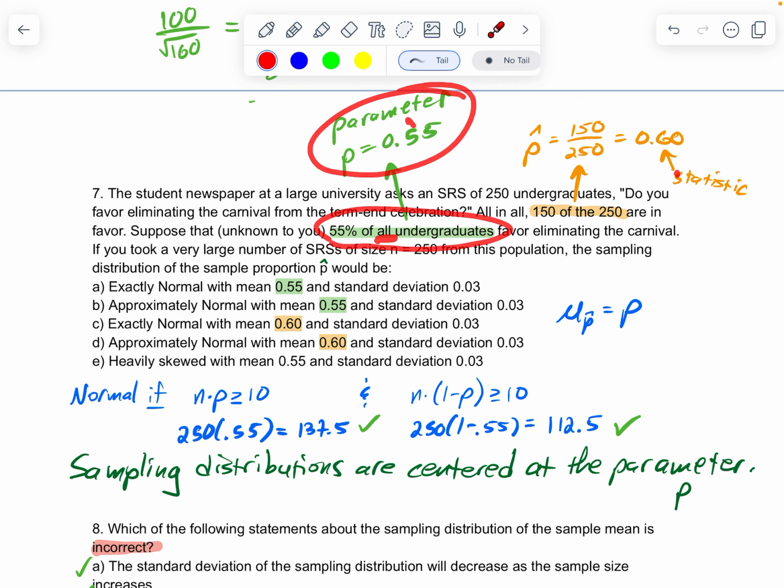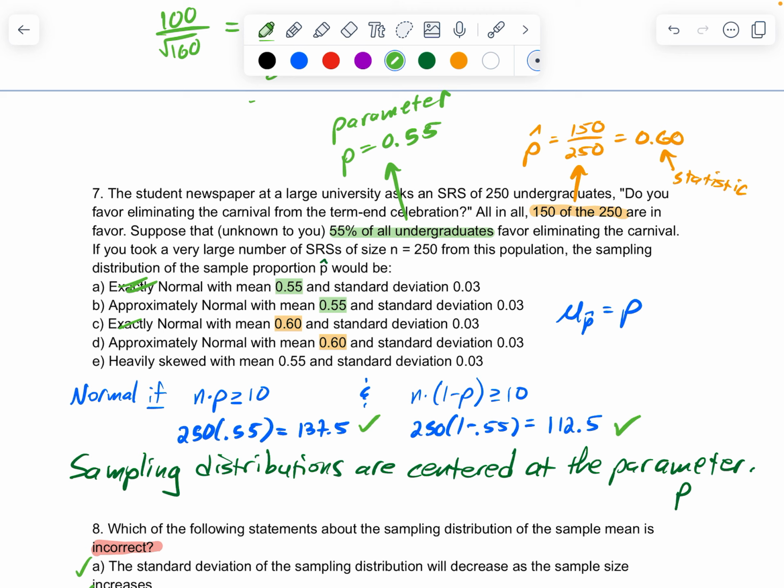So again, keep those straight. Because notice half the answers have the parameter and half the answers have the statistic. What is the question? If you took a very large number of simple random samples, the sampling distribution would be what? Would it be exactly normal? Run away! It's never, ever exactly normal. Never. Well, is it at least approximately normal? Well, it's a proportion. So it's large counts. It's on your cheat sheet.